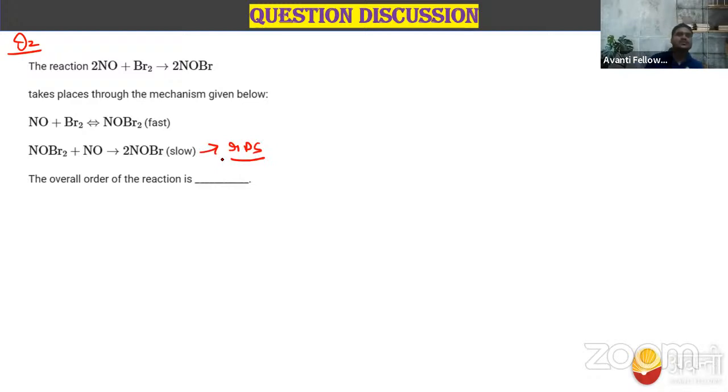Okay. Now what is the overall order of the reaction? So you need to calculate the overall order of this equation. I'll just give you 5 seconds because बहुत easy question है, फटाफट निकालो. What is the overall order of this reaction? बताओ.